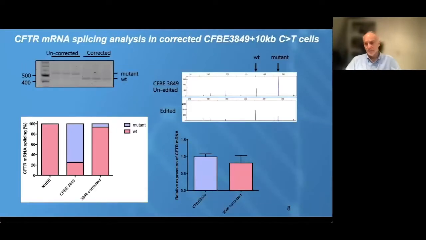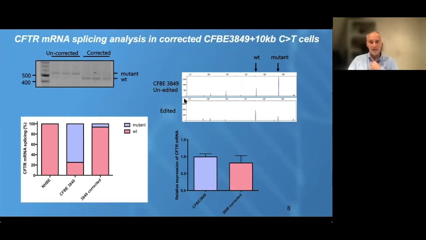So then, having shown a reasonably high level of correction of the gene, the question is, have we restored splicing? So we performed RT-PCR analysis and showed that the mRNA was reduced in size by editing. So here we see the mRNA from the uncorrected cells, and now the mRNA from the corrected cells, and you can see there's a reduction in size in most of the mRNA, indicating successful deletion.